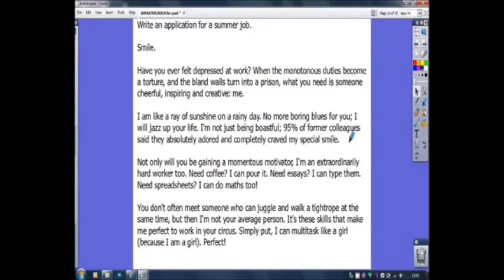Need coffee? I can pour it. Need essays? I can type them. Need spreadsheets? I can do maths too. You don't often meet someone who can juggle and walk a tightrope at the same time, but then I'm not your average person. It's these skills that make me perfect to work in your circus. Simply put, I can multitask like a girl, because I am a girl.